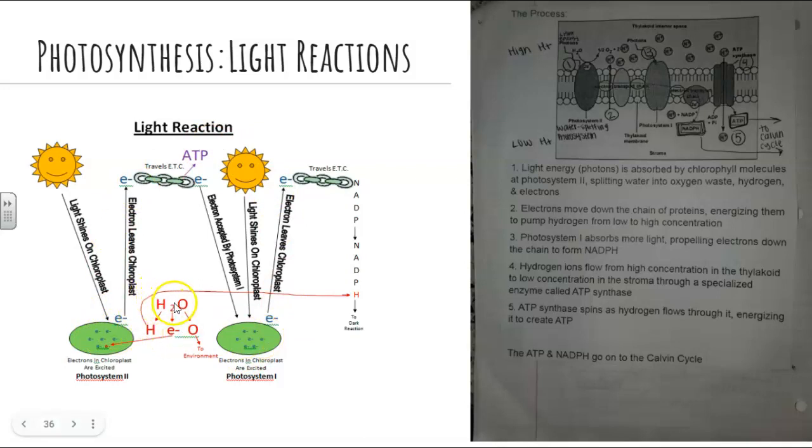So, I have a water molecule, I split it, which releases an electron that replaces these electrons. I steal the hydrogen, it goes over here to change NADP into NADPH, which is an electron carrier that takes it into the dark reaction. And this oxygen to the plant is a waste product. And so it gives off oxygen to the environment. This is a perfect example right here of why plants give off oxygen.